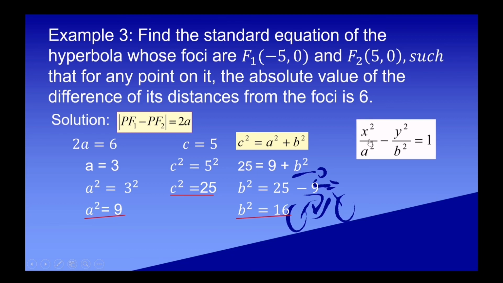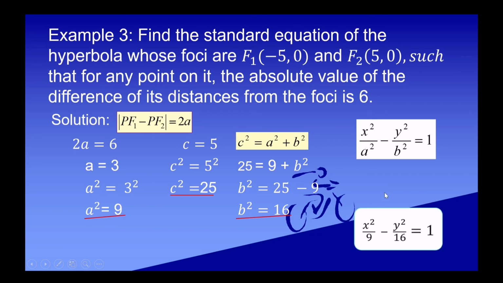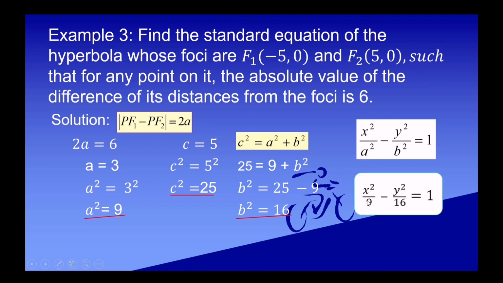So we will use the standard equation of the hyperbola. This is our standard equation of the hyperbola. So you are going to substitute all the values of a squared and b squared. So x squared over 9 minus y squared over our b squared, 16, is equal to 1.